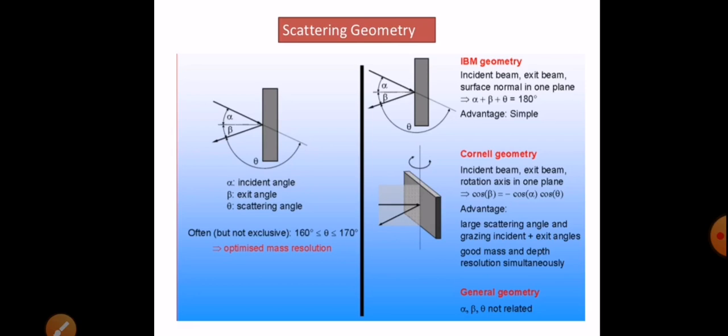In the case of Cornell geometry, the incident beam, exit beam, and the rotation axis are in one plane. It's not like the case of IBM geometry.